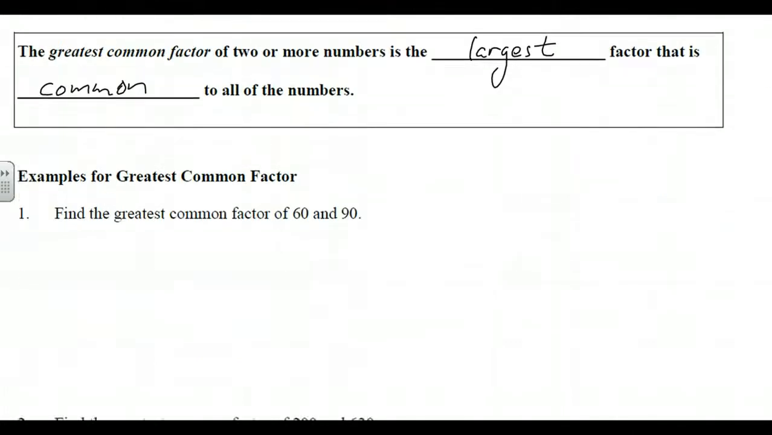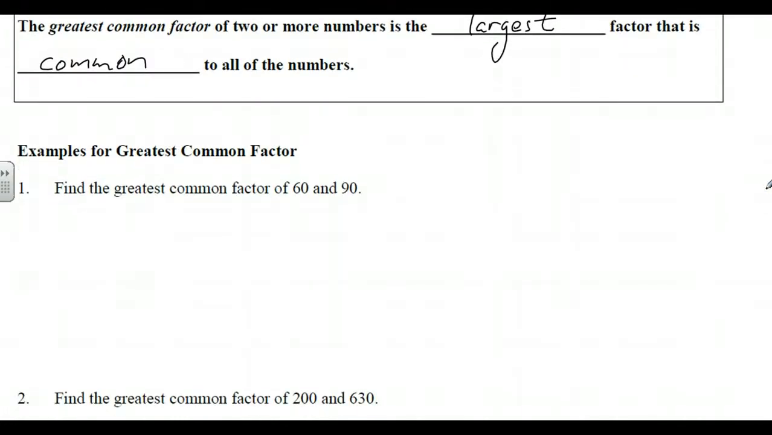Examples. Find the greatest common factor of 60 and 90. Okay, so there's a way to do this that's a little more mechanical. We can kind of look at it really and say, hey, 30 goes into 60 and 30 goes into 90, and I think that that's what it is. But the more mechanical method, or the way that will always work for you, would be to do the prime factorizations.